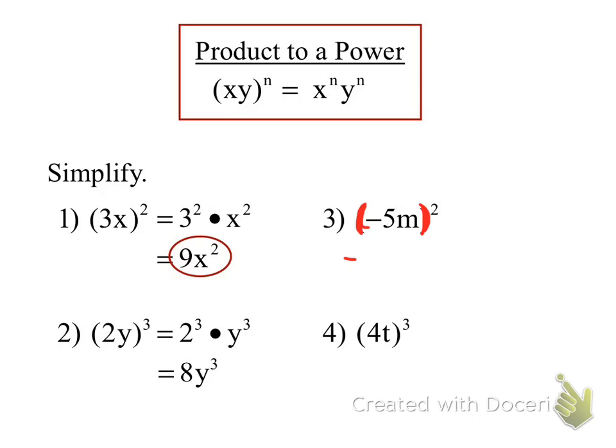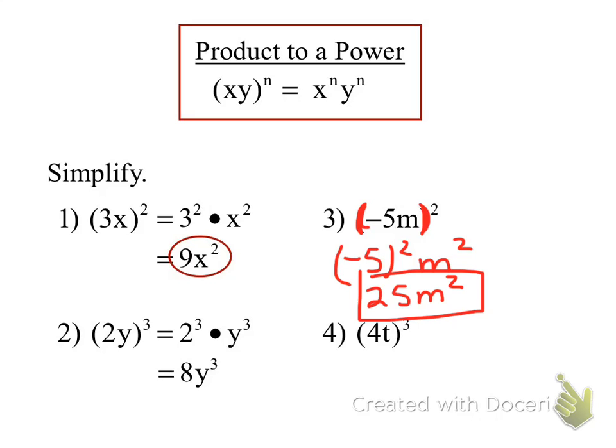So that means the -5, the negative is squared, the 5 is squared, and m is squared. -5 squared is what? Positive 25. And m squared, we can't simplify it any more than that. Okay, you guys do number 4.